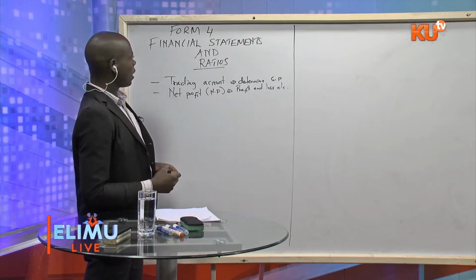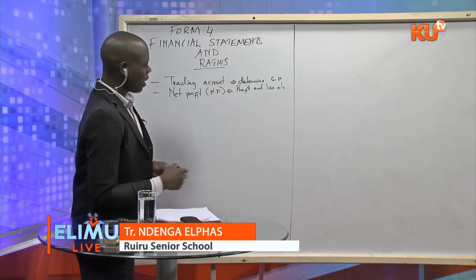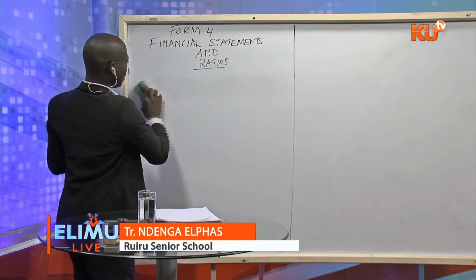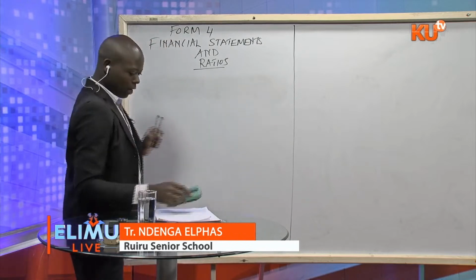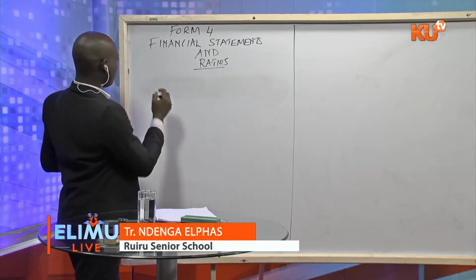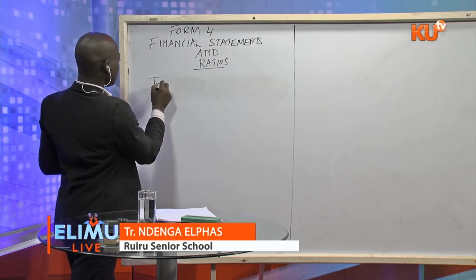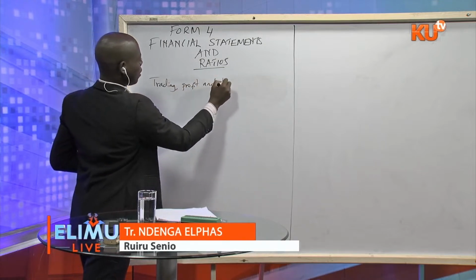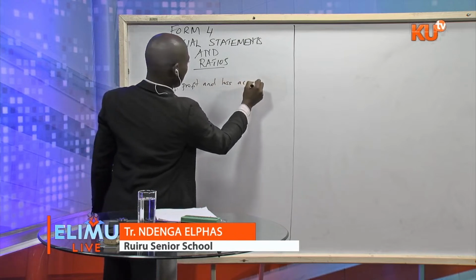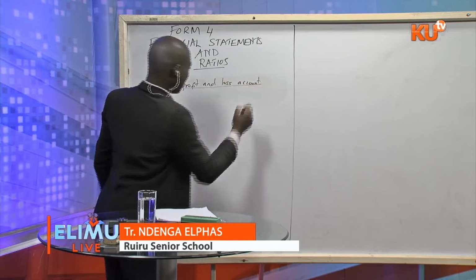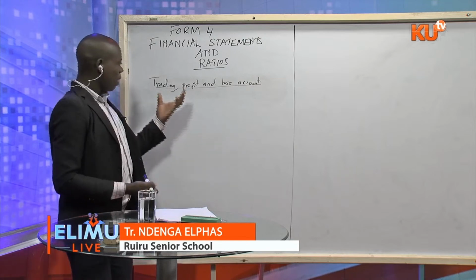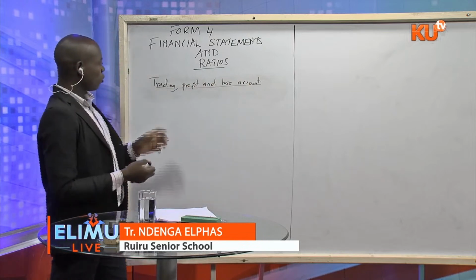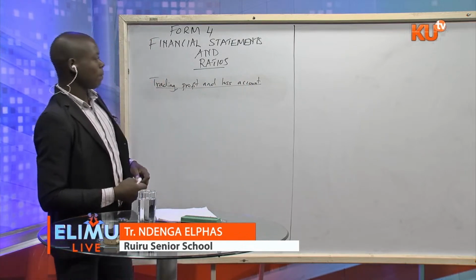And today we want to finish up on this financial statement by preparing one of the very important statements, which is mostly tested in business studies paper 2. So in our lesson today, we want to put our concentration on what we call the trading profit and loss account. This is one statement that has two parts, the trading account and the profit and loss account, combined together to form the trading profit and loss account.